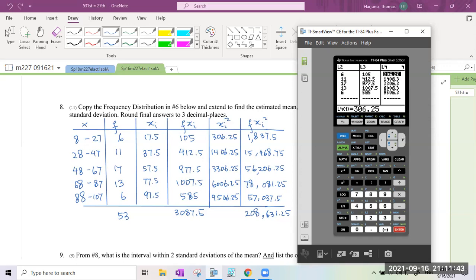Okay, now you go to L5, you will multiply the frequency column, which is L2, times L4. Again, unfortunately, they do rounding. They only give us 5 digits.